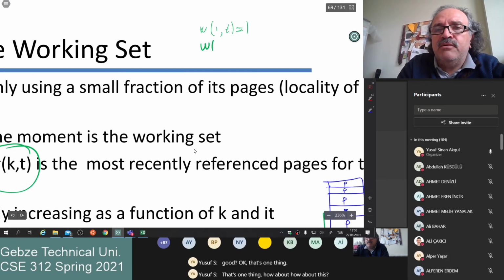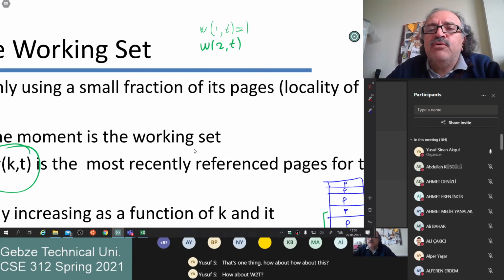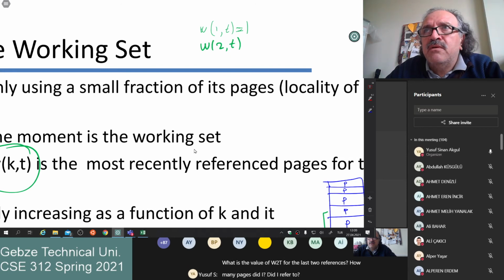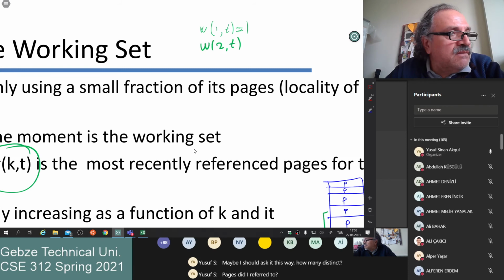How about W(2,t)? What is the value of W(2,t)? For the last two references, how many pages did I refer to? Two. Two could be an answer, but maybe I should ask it this way. How many distinct pages did I refer to for the last two references?